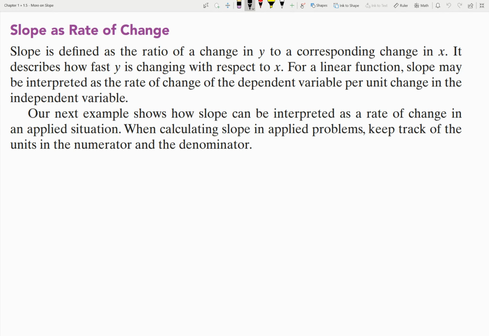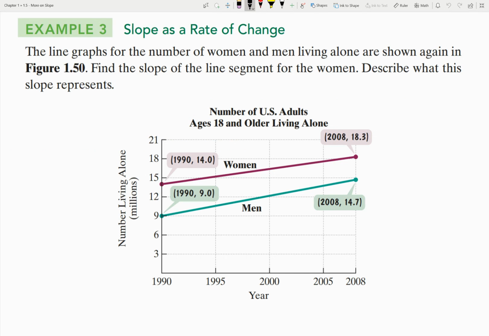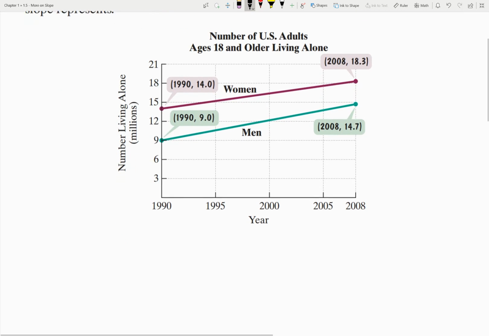Okay? And always, when we're solving applied problems, keep track of your units in the numerator and the denominator. So here's our graph from the beginning. This is the number of women and men living alone. Find the slope for women, and then for our checkpoint problem, we'll find the slope for men. So we'll just do both. Okay. So first, let's do women, which is the red line.